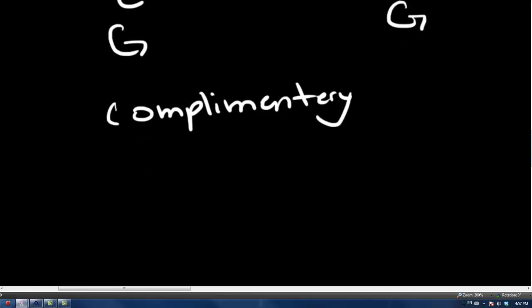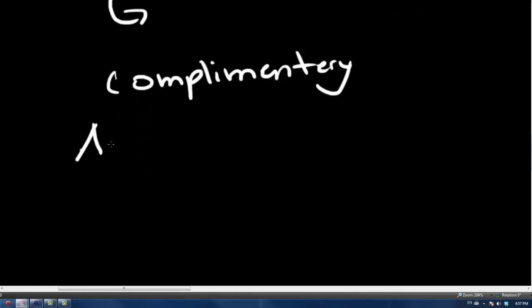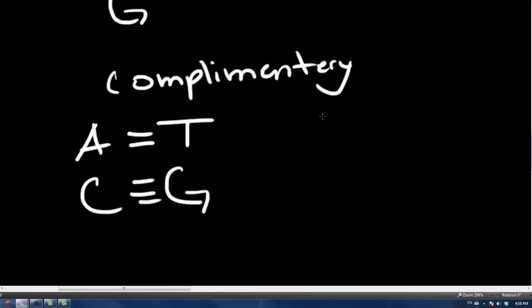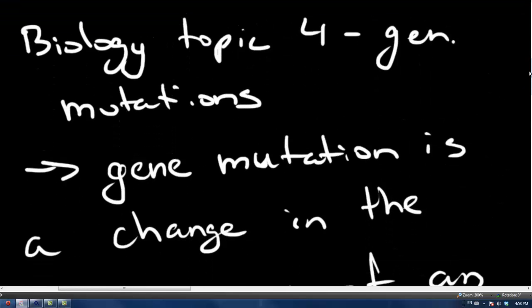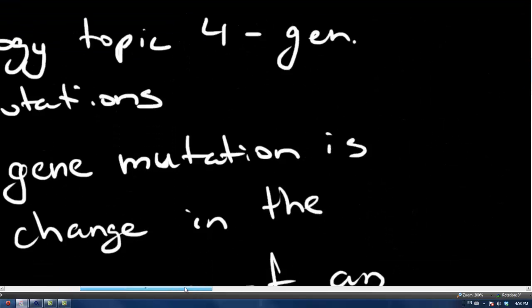Complementary, at least in this case, means that adenine is complementary to thymine with a double bond, and cytosine to guanine in DNA, and in RNA, adenine is complementary to uracil and cytosine to guanine. So now that we know what a mutation is, and we remember what our bases are, let's get into how many types of mutations we have.